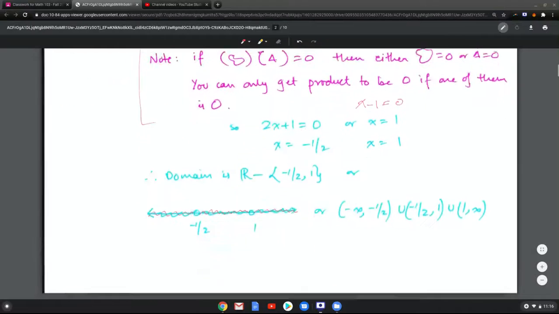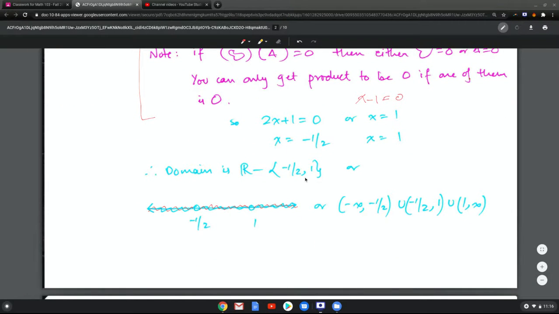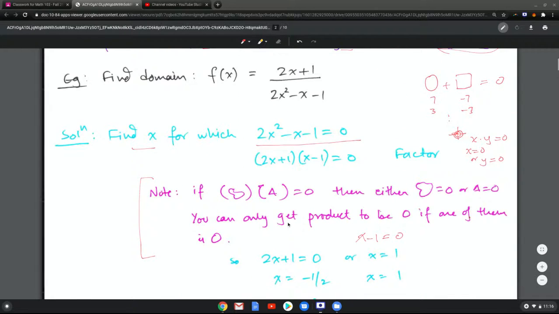So the domain is all real numbers with negative 1 half and 1 removed. Or you go all the way from negative infinity to negative 1 half, remove negative 1 half, you go from negative 1 half to 1, remove 1, and then you go from 1 to infinity.